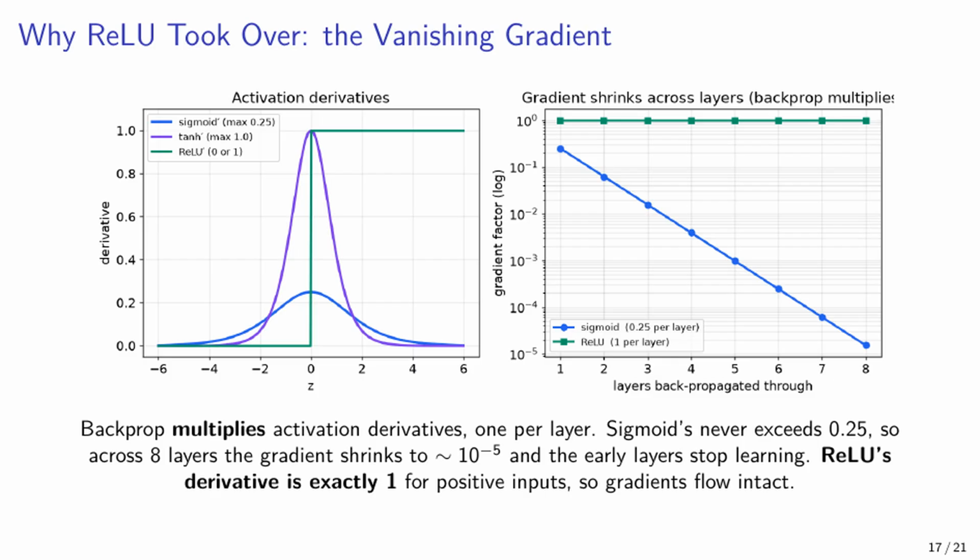Now we can say why ReLU took over from sigmoid and tanh in deep networks. Training works by backpropagation, our next topic, and backprop multiplies activation slopes together, one factor for each layer. Sigmoid slope never exceeds 0.25. So across 8 layers, the gradient shrinks to about 10 to the minus 5, and the early layers stop learning. ReLU's slope is exactly 1 for positive inputs, so the gradient flows through intact.